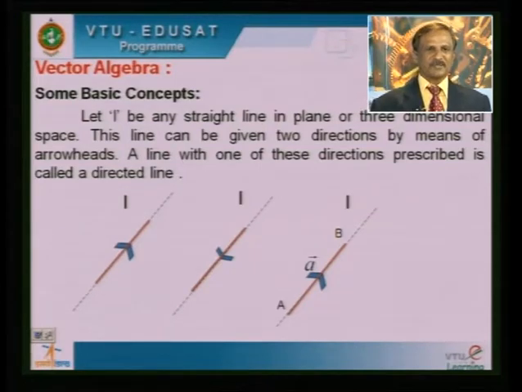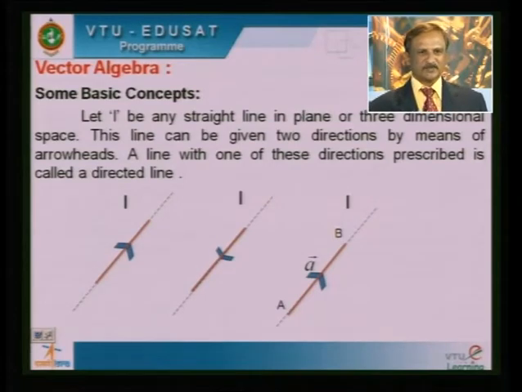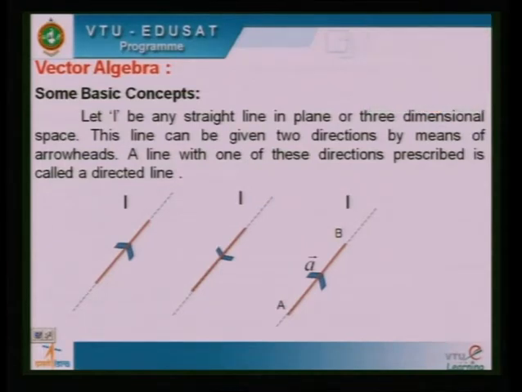Now you want to define a vector, or represent a vector geometrically. Okay, now we are able to understand the meaning of scalars and the meaning of vectors. Then we want to come to know how we represent a vector geometrically. So let L be a straight line. You can draw an infinite straight line. You may denote it with the help of any letter. Here I have denoted it using the letter L. So L represents a straight line in a plane. It may be in two dimensions or three dimensions. This line can be given two directions by means of arrow heads.